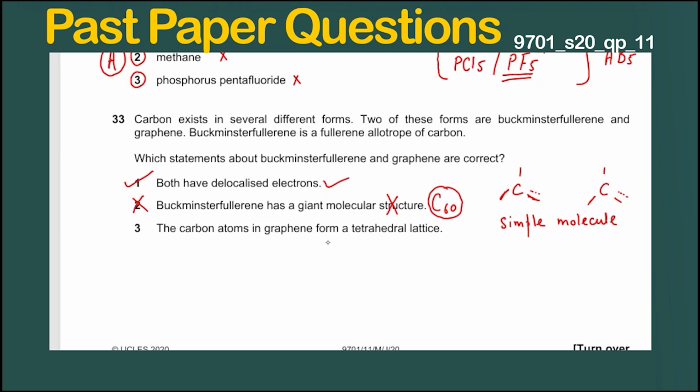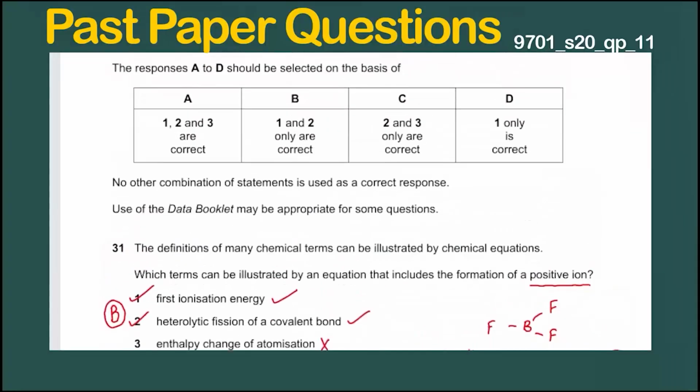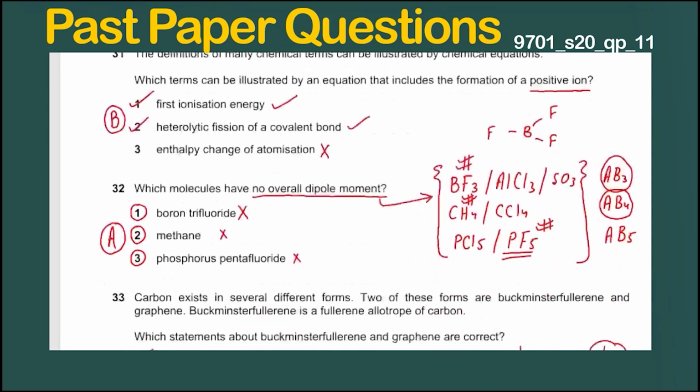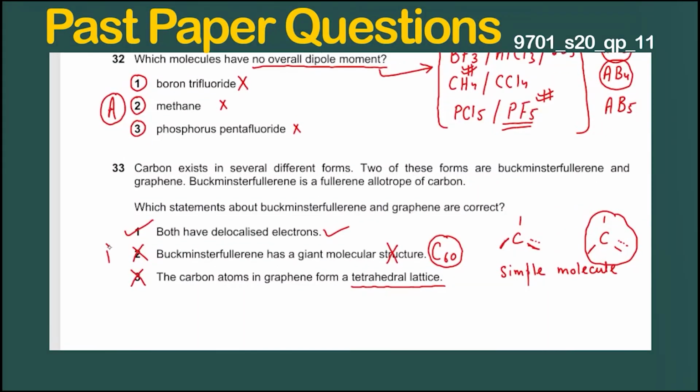The carbon atom in graphene form a tetrahedral lattice. As we just discussed, in graphene there is one pi bond. So beta ji, it cannot form a tetrahedral lattice. So this statement is again incorrect. So which one is your answer? Only one is correct. So D is your answer. All right.